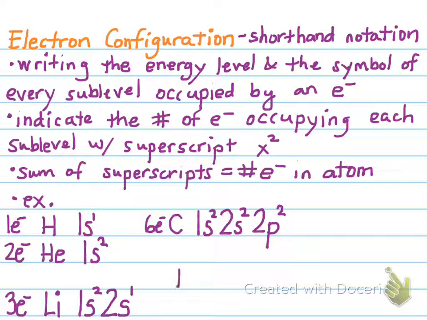For nitrogen, which has 7 electrons because its atomic number is 7, I'm still starting at my first energy level, my S sublevel, and the fact that it can hold 2 electrons. Next, I come to my second energy level, my S sublevel, and the fact that it can hold 2 electrons. Next, I come to my, still my second energy level, but my P sublevel, and 2, 4, so there will be 3 electrons there to total 7.